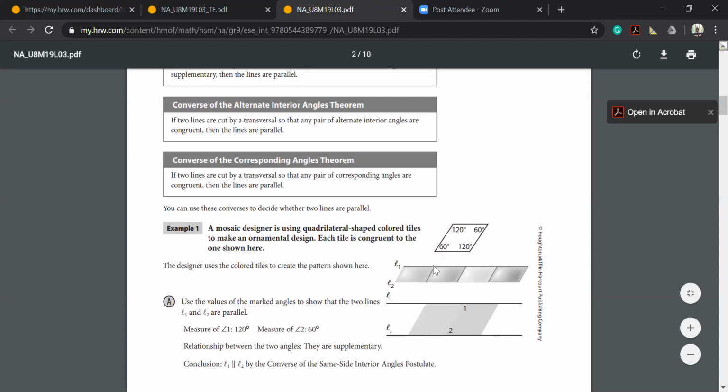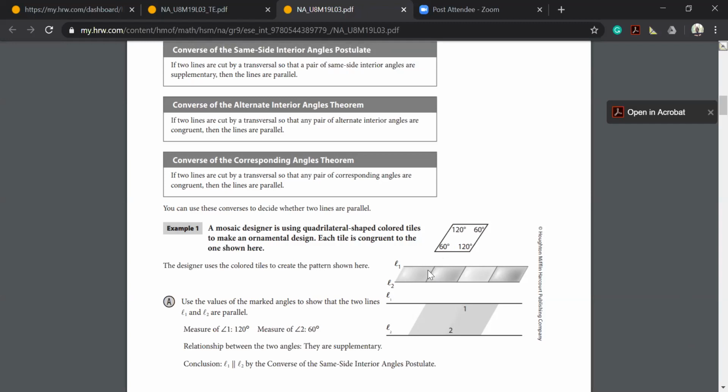Let's see, this is 60 and this is 120. Are they supplementary? Actually, they are supplementary because 60 plus 120 is 180. So a pair of same side interior angles are supplementary. So L1 is parallel to L2 using the converse of the same side interior angle.